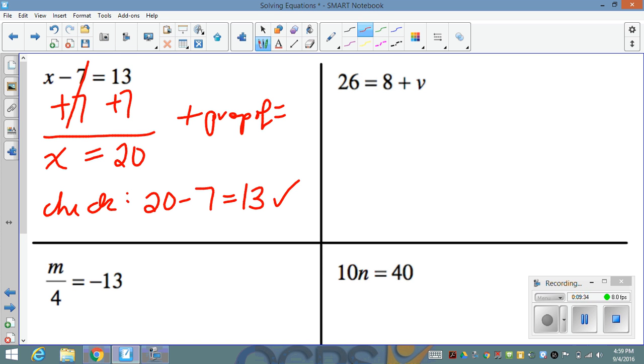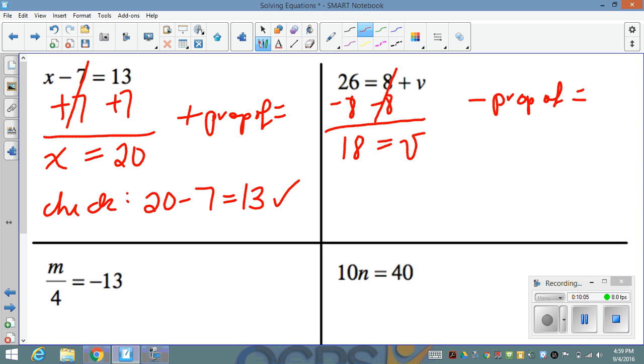I have 26 equals 8 plus v. Plus, we're adding. So to get rid of the addition, we want to subtract because they are inverses. But I need to do it to both sides of my equation because that's what my subtraction property of equality says that I need to do. When I do that, 8 minus 8 is 0. So over here I have 0 plus v, which is v, and then I have 26 minus 8, which is 18.